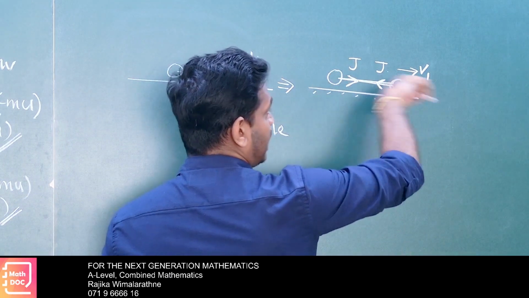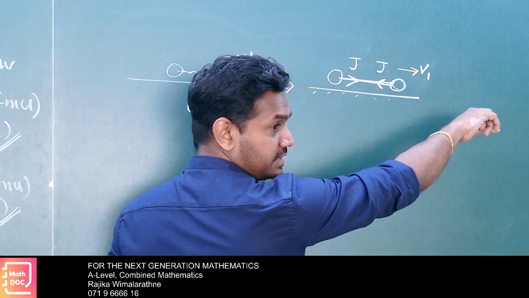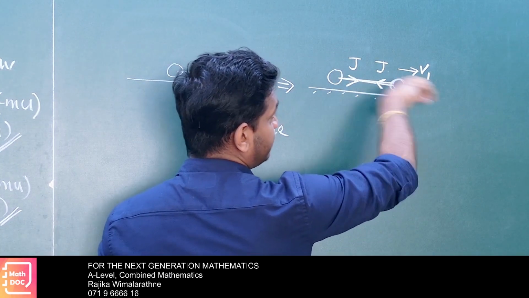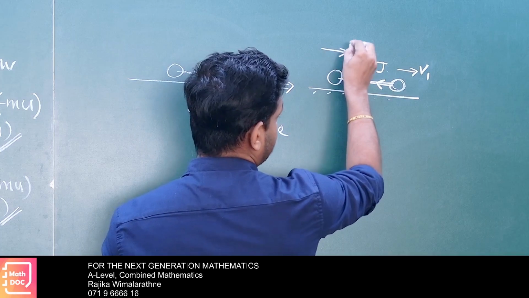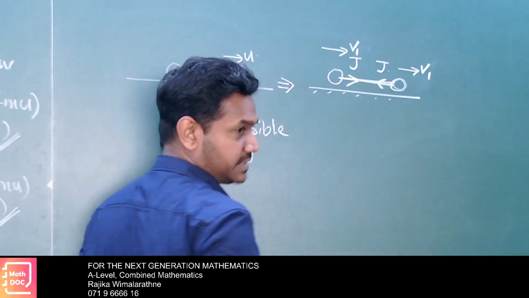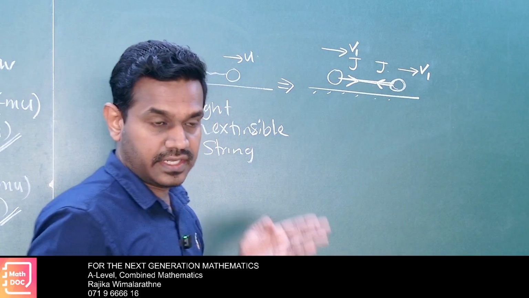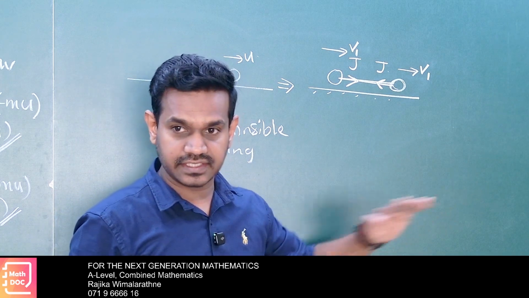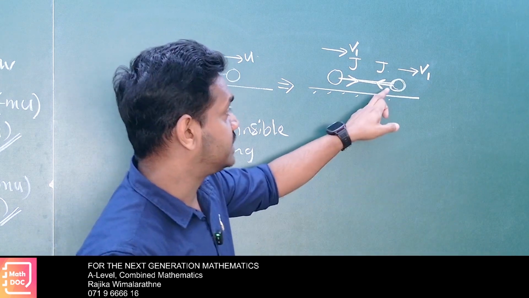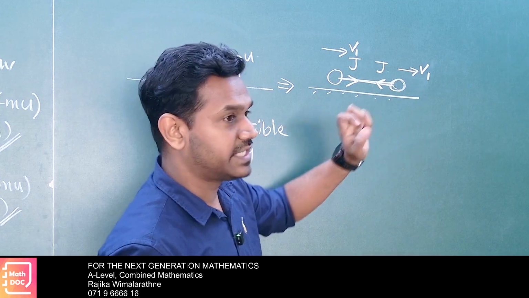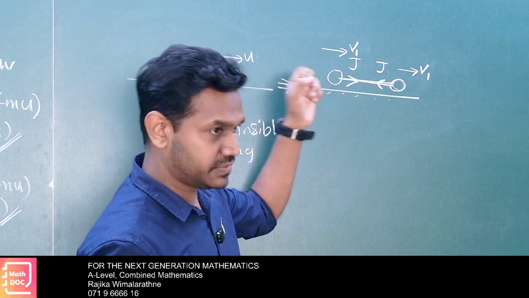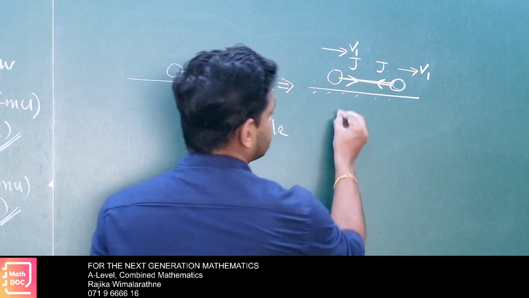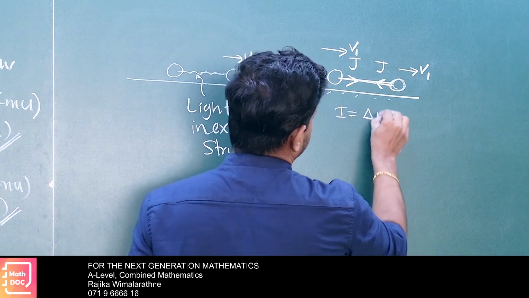So along this string, the velocity here v1, again along the string the velocity will become the same. Therefore this changes to v1. Always remember, along a string, velocities, displacements and accelerations are the same. So due to this impulse, this velocity will change, and again this will become v1. Okay.